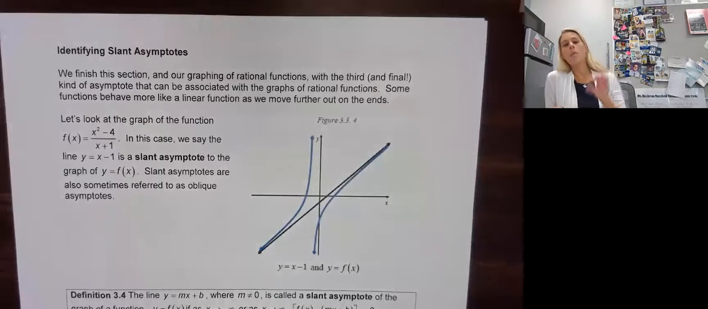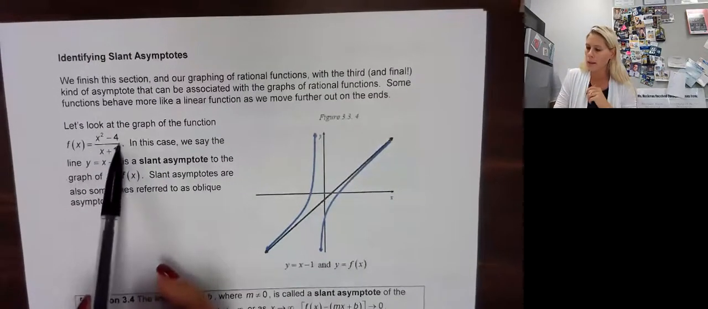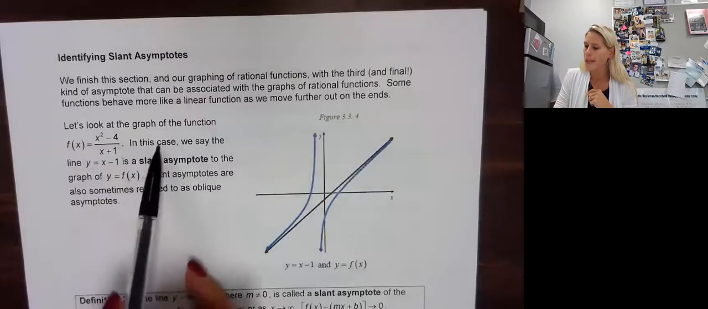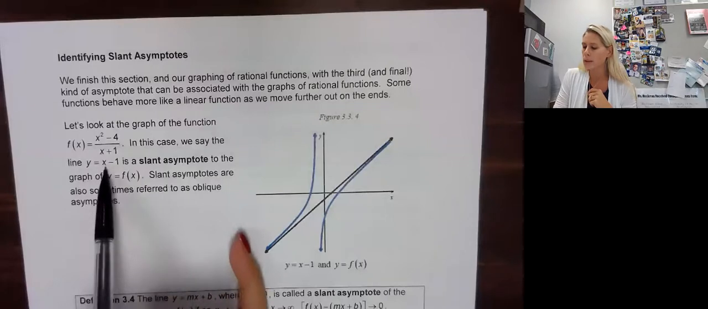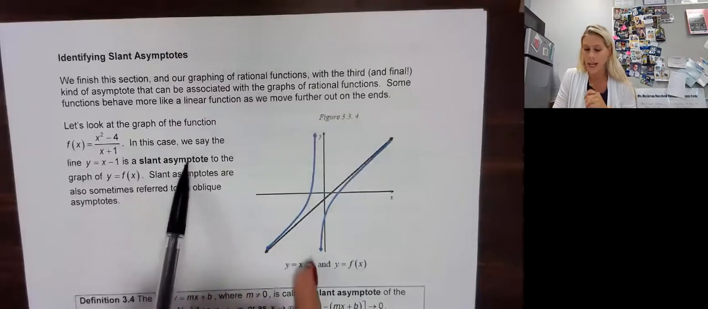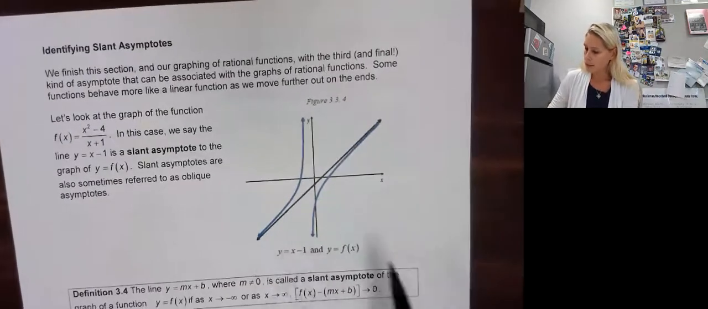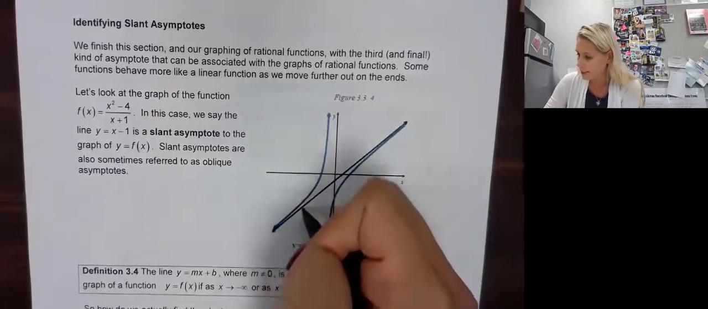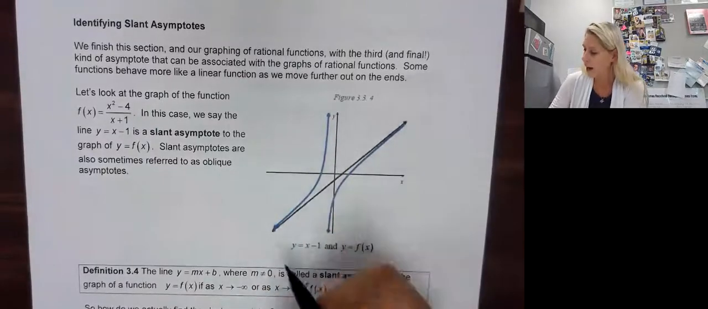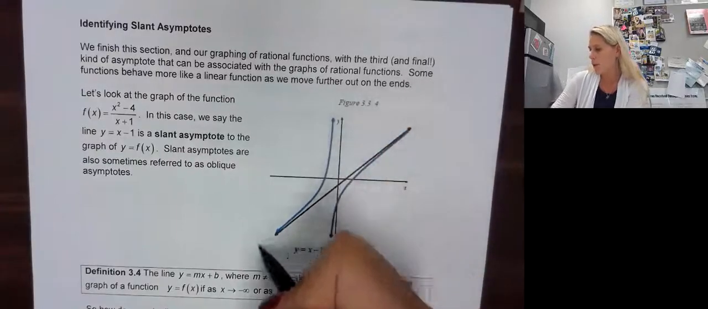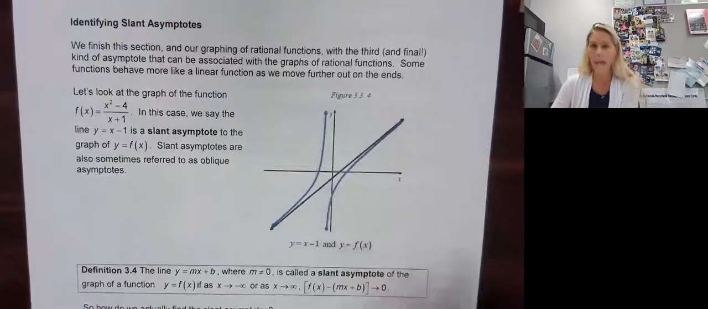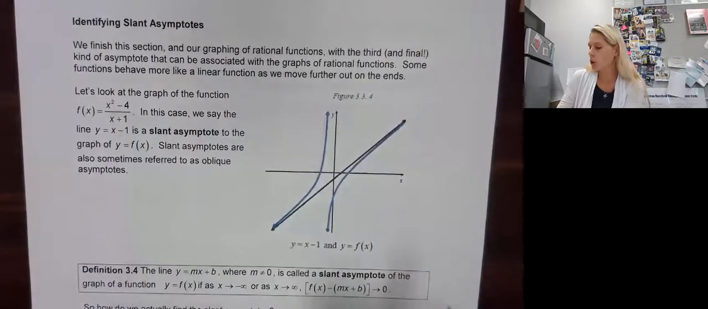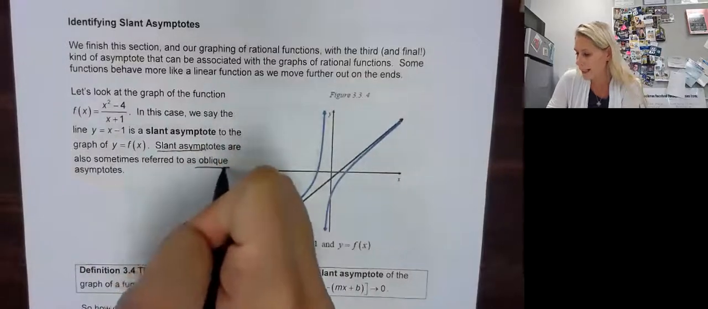Okay, so more than likely we're going to focus on the linear slanted asymptotes, okay? So let's look at this function, x squared minus 4 all over x plus 1. In this case, we say that the line y equals x minus 1 is a slanted asymptote. Okay, so as you can see right here, I'll show you how to solve this one down below. But there's a slanted asymptote, which I'm going to graph, and you will have to graph, in which our graph will come close to that on opposite sides. This is also referred to as an oblique asymptote.